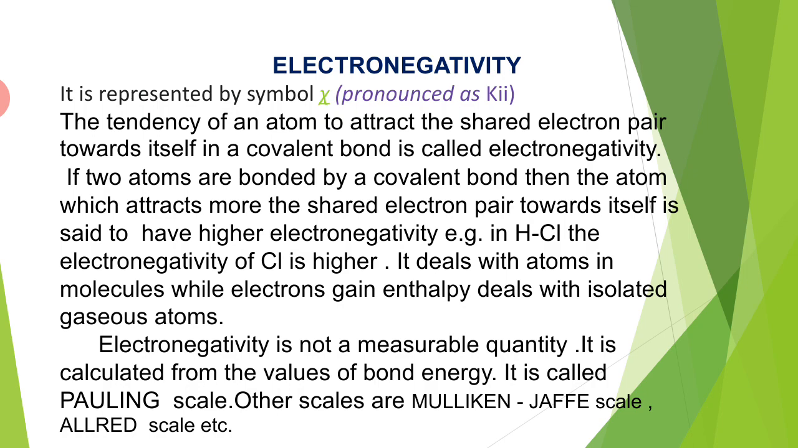If two atoms are bonded by a covalent bond, then the atom which attracts the shared electron pair more towards itself is said to have higher electronegativity. For example, in HCl, the electronegativity of chlorine is higher. It deals with atoms in molecules, while electron gain enthalpy deals with isolated gaseous atoms.